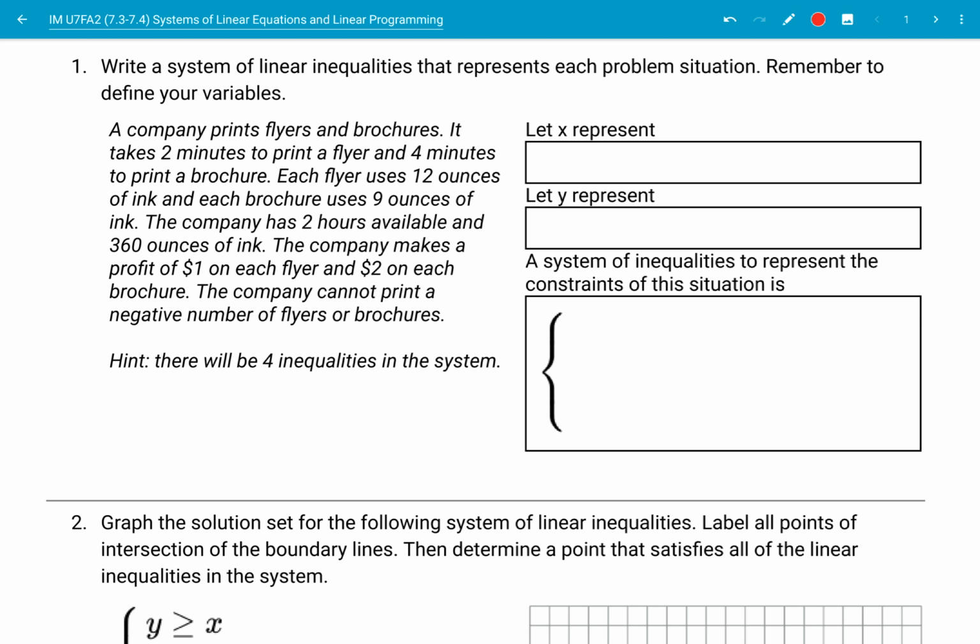Problem number 1 asks us to write a system of linear inequalities that represents each problem situation. And we need to remember to define our variables. So the very first thing we do is we read the problem and we annotate. So I'm going to use a highlighter.